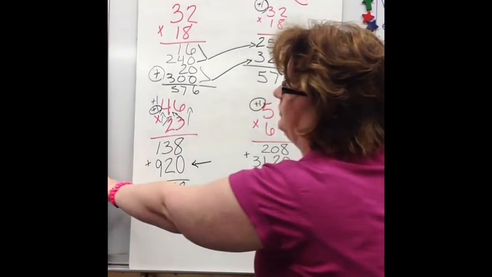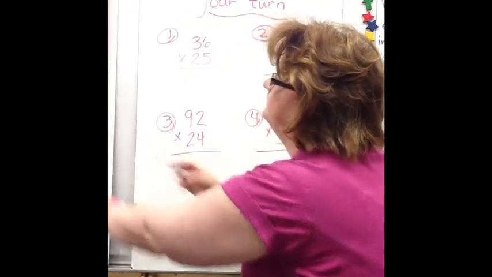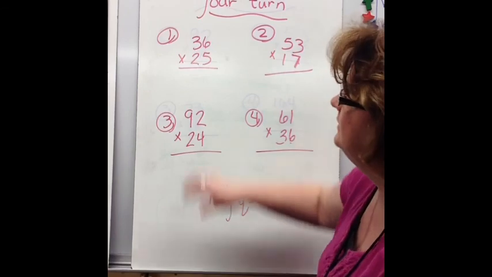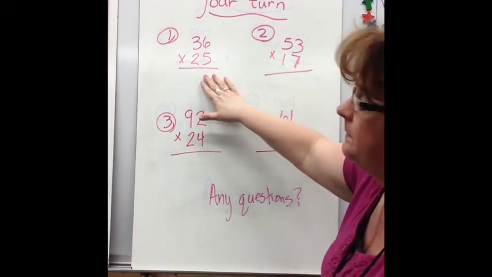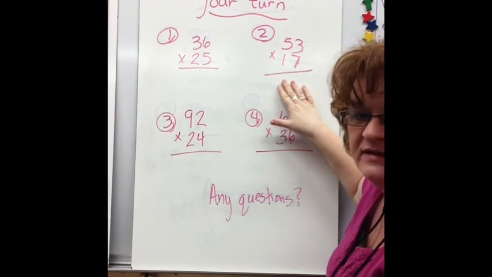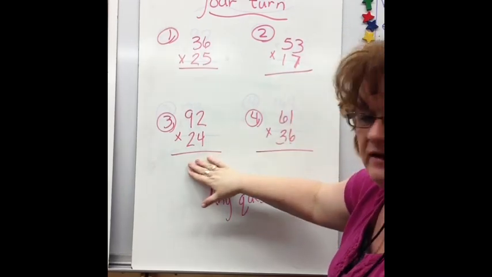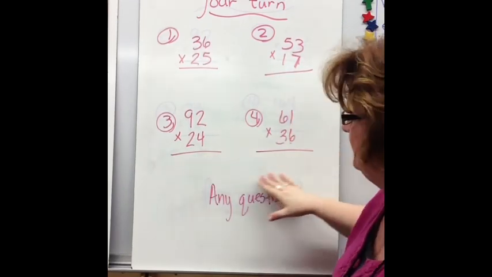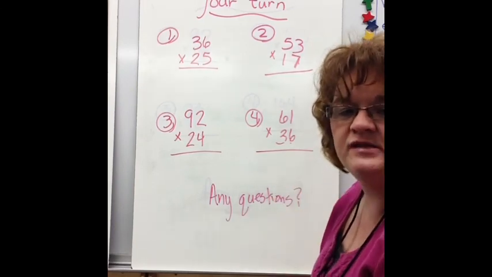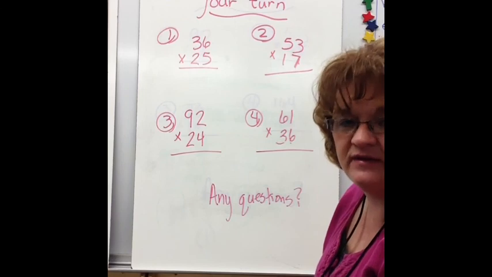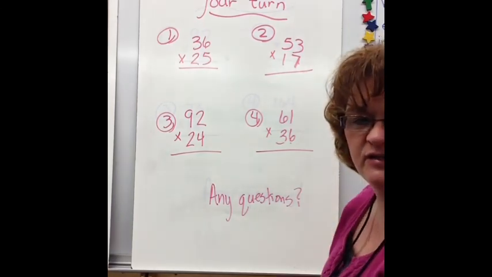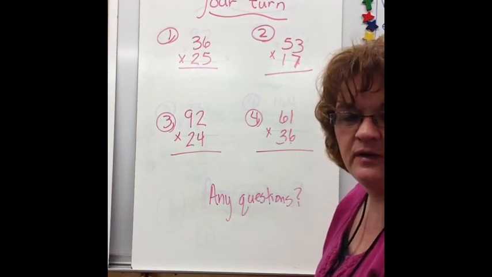So let's go ahead and give you a couple to practice on your own. Okay, go ahead and turn to the practice section of your notebook and write these problems down. 36 times 25, 53 times 17, 92 times 24, 61 times 36. Please use the compact method when solving these problems. And then go ahead and write down any questions that you have because we'll go over this in class tomorrow. Have a great night.